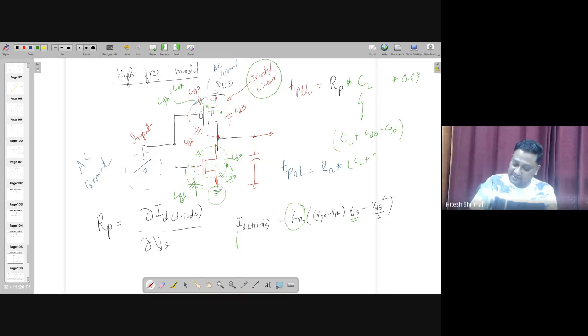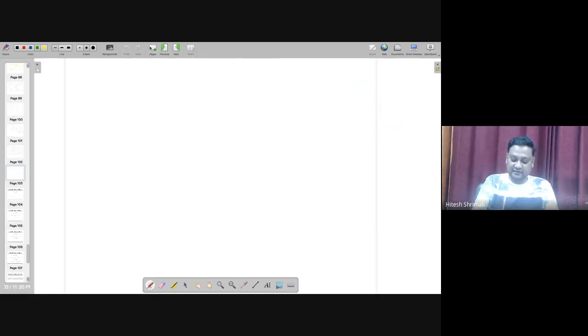So CL plus CGD. Let's make this one as P and this one as P so that life is easier. So CGD plus CDB and times 0.69. So this number depends on the fact that we want to see the propagation delay exactly at 50%. So that's why these numbers are coming. Other than that, we need to understand a few more things in terms of capacitance, which says that there are two kinds of capacitance you are going to see.